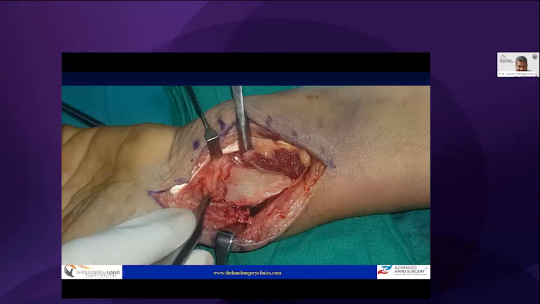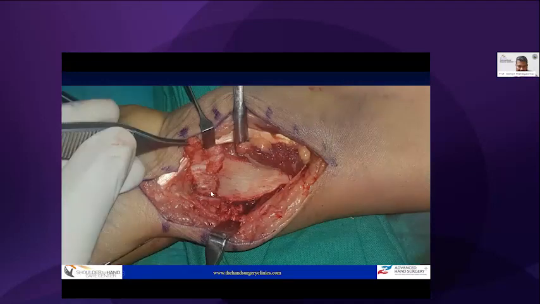Once you have exposed the entire distal radius, there is a small cuff of tissue that you may want to elevate so that you can place your plate as far distal, all the way up to the rim of the distal radius. And we'll just see that in a little bit in a video.